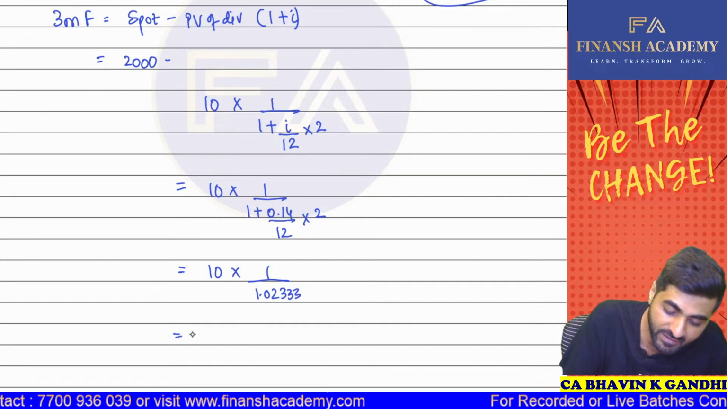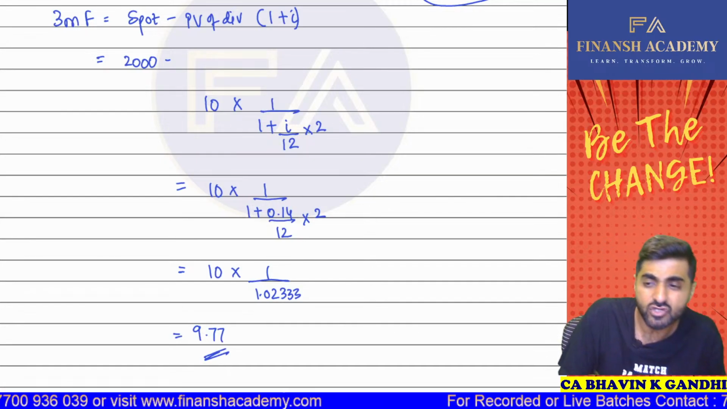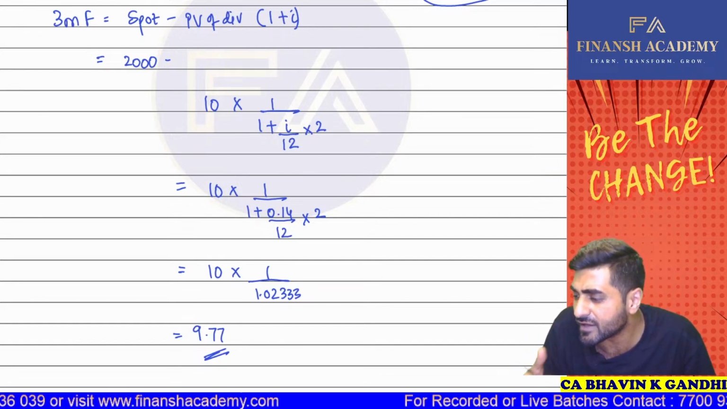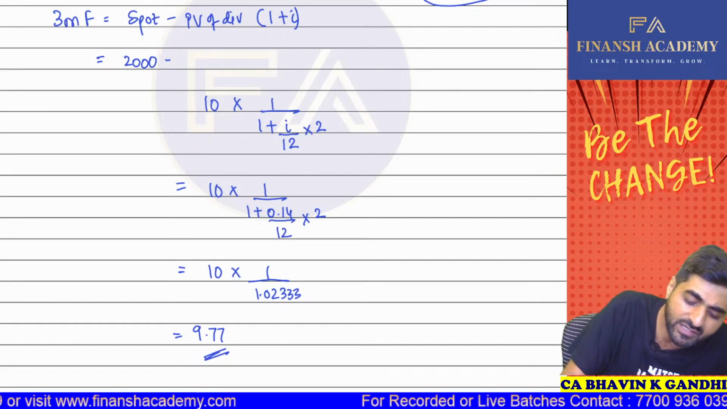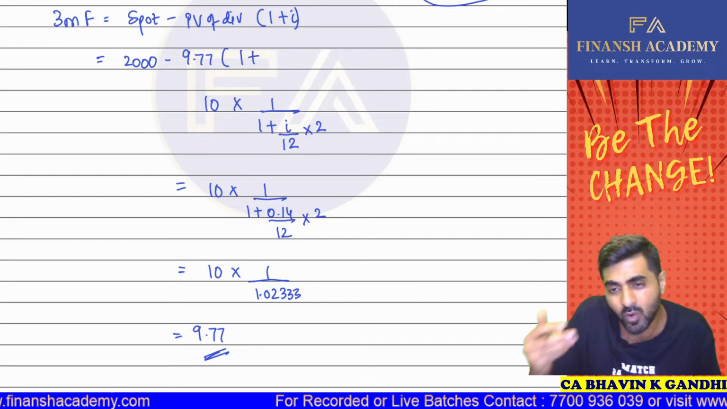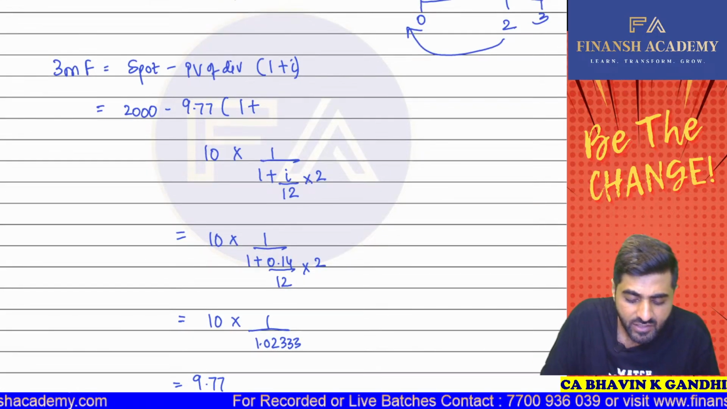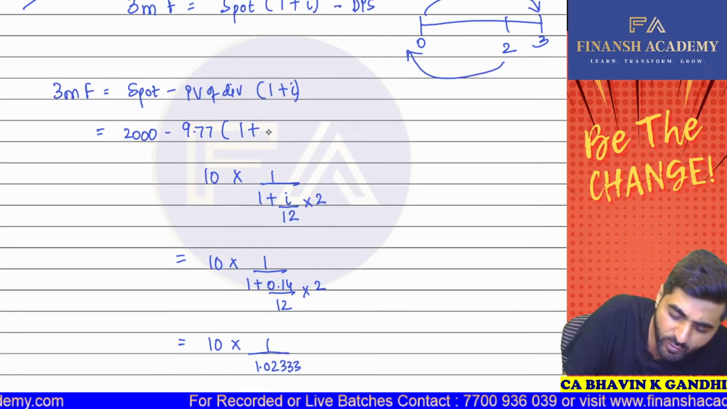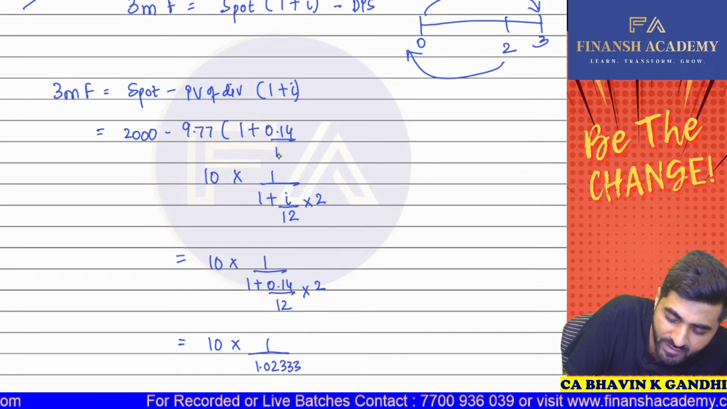So eventually I'll be having this present value of 9.77. Because it's the first question, I'm just doing it very thoroughly. So this will now be 9.77, and then this will be 1 plus whatever is my rate. So what's my rate, my dear students? My rate is 14%. So this will be 0.14 divided by 12.